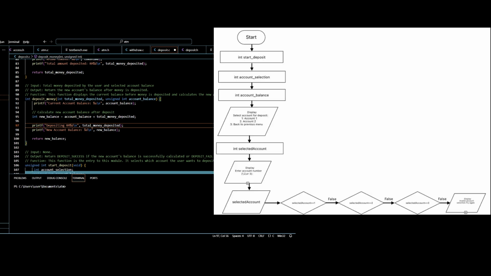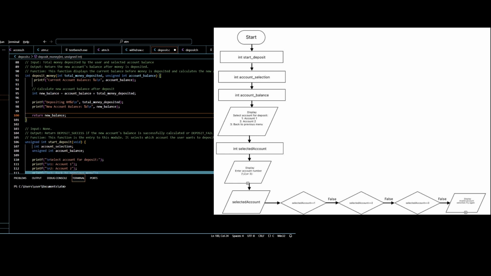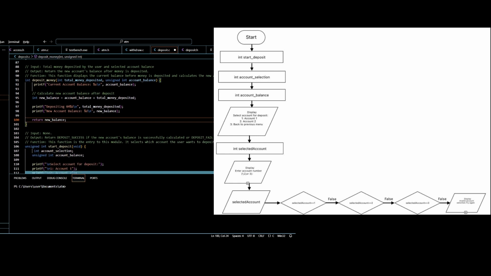For the start deposit function, to display the menu for account selection, we use printf select account for deposit. Printf 1 account 1, printf 2 account 2 and printf 3 back to the previous menu.